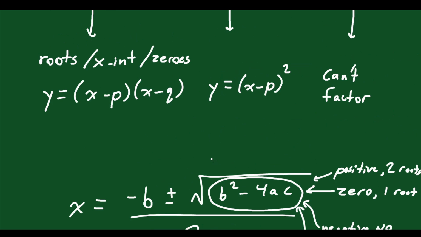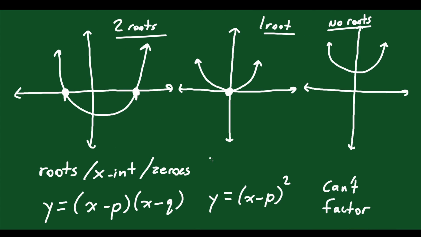So if we go back to these examples that we drew up here, this first one that we said has 2 roots, that would have a positive discriminant, right? This one here that has 1 root would have a discriminant of 0. And this final one would have a negative discriminant because we can't solve it, right? Because there are no real roots.